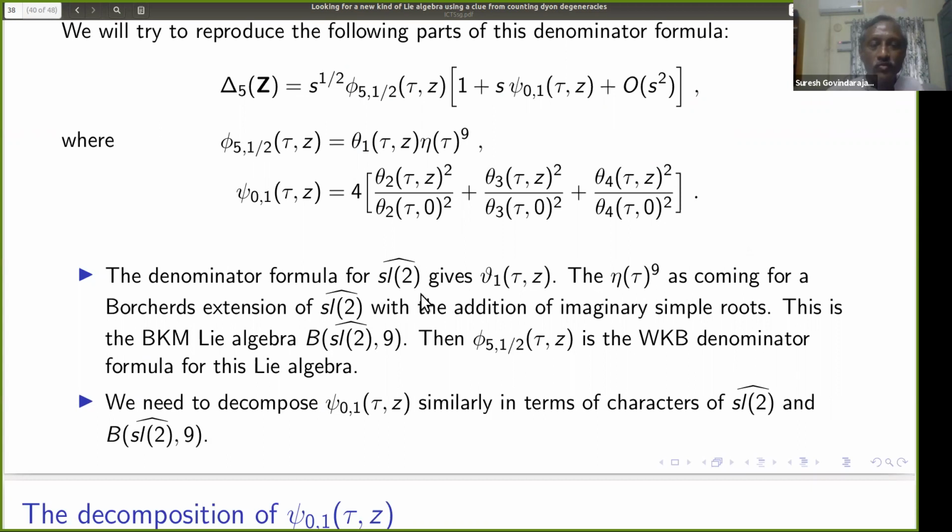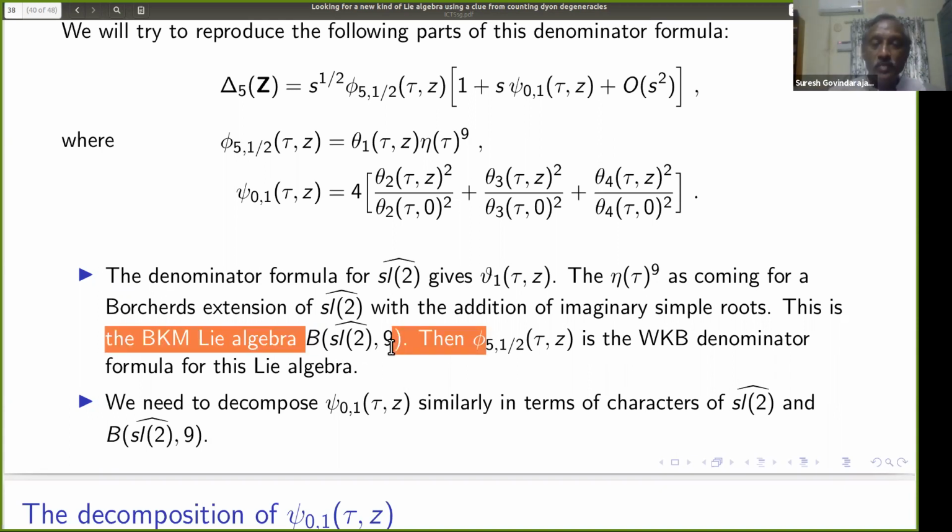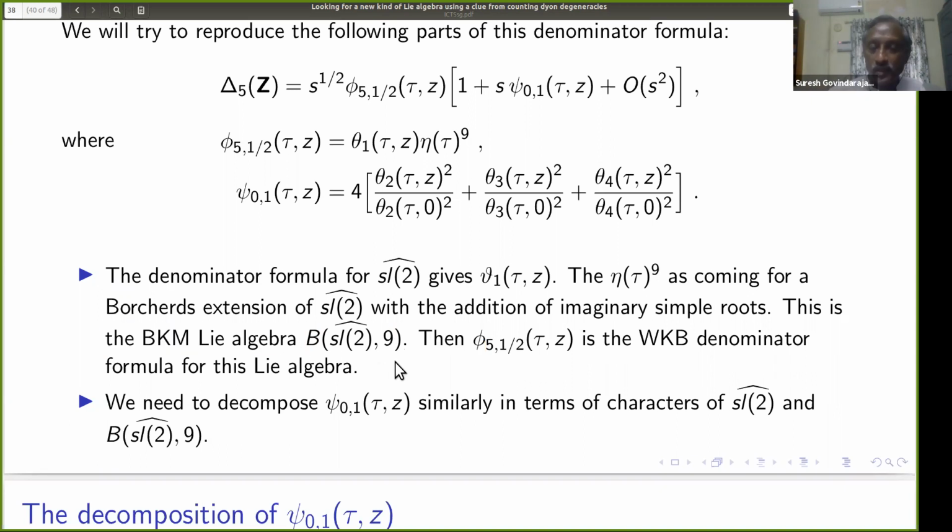So the denominator formula, let's look at this term first, of SL2 hat gives a theta 1. Eta power 9 is coming from a Borcherds extension of SL2 hat, and that's what I call B SL2 hat 9. So we don't need to consider just SL2 hat, we can do a decomposition in terms of a larger Lie algebra, B SL2 hat 9. So phi half is the Weyl-Kac-Borcherds denominator for the Lie algebra. Now, we have finished this guy. So now we have to ask, what is this? Can we understand this guy?